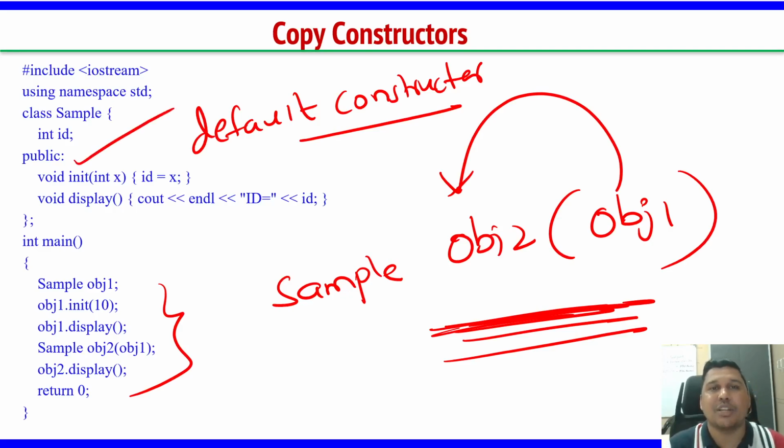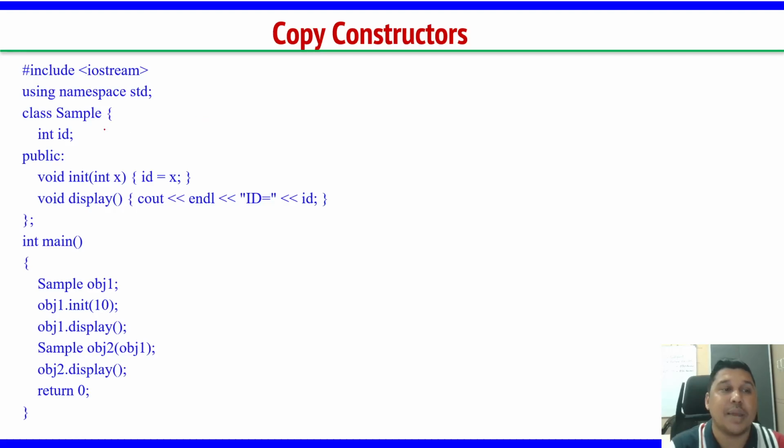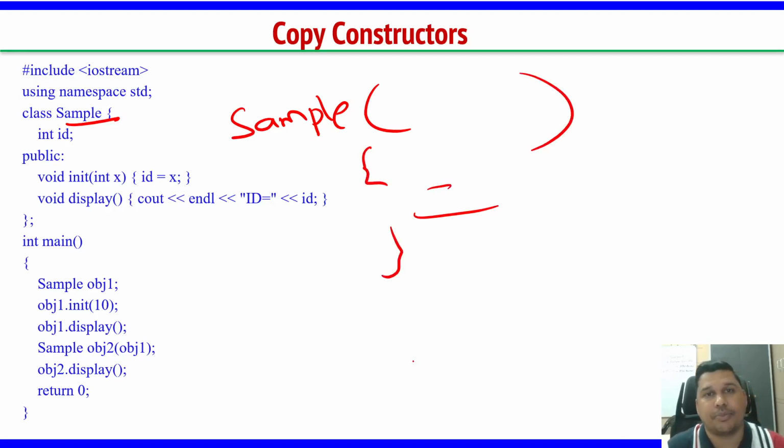Why? My objective is satisfied. My objective was to copy content from one object to another object, which I am able to do like this without even defining a constructor. But if you want to write the logic of copying the content from object 1 to object 2, you can define a constructor with the name of the class, sample, and write the logic there.